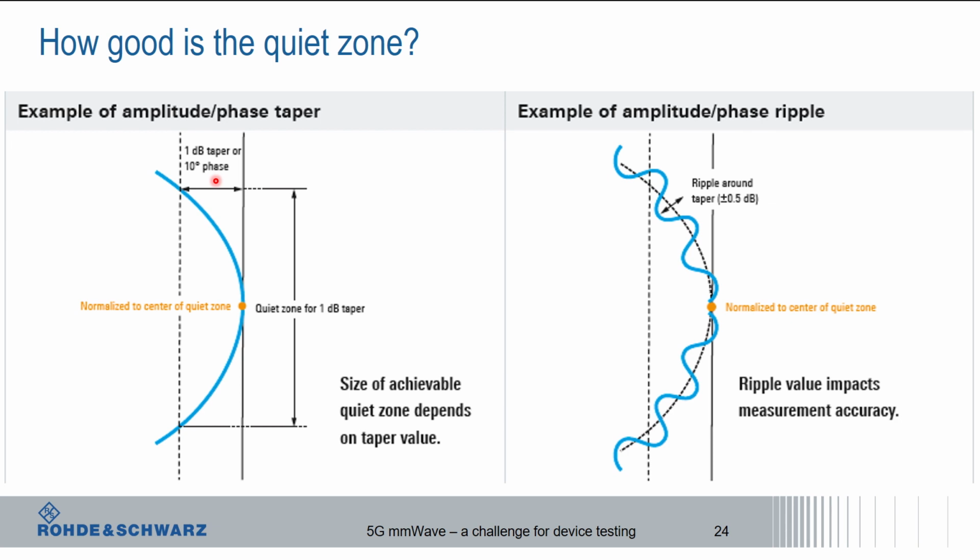Besides, as you see on the right-hand side, there is also a ripple around this received signal, a received wave. So it's not ideally plane and it's not ideally flat. So there could also be a ripple, and also this ripple, of course, basically defines the quality of the quiet zone. Ideally, you would have it totally flat without any ripple, but this is not an ideal world, so we have to look into these details to specify the quality of the quiet zone.